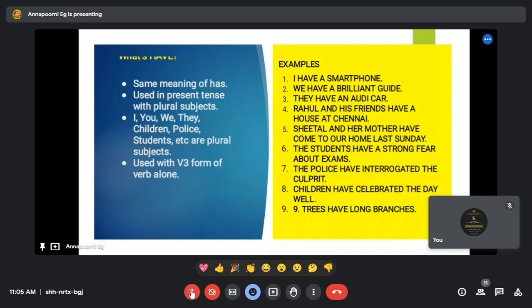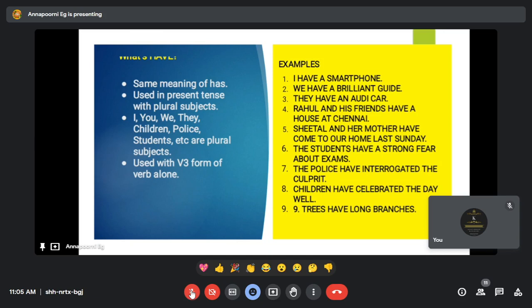Soundarya, are you there in the meet? Who else is ready? Is Asmita there in the meet? Asmita, Akilan. Yes, ma'am. Akilan, can you read the notes given on the left side of the screen?